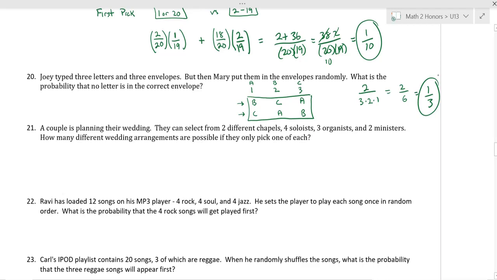Number 21, couples planning their wedding. They can select from 2 different chapels, 4 soloists, 3 organists, and 2 ministers. How many different wedding arrangements are possible? Let's multiply that together. You got your answer, 48.